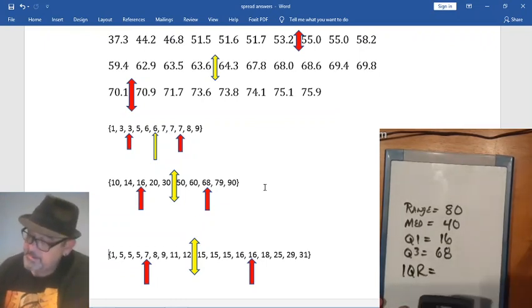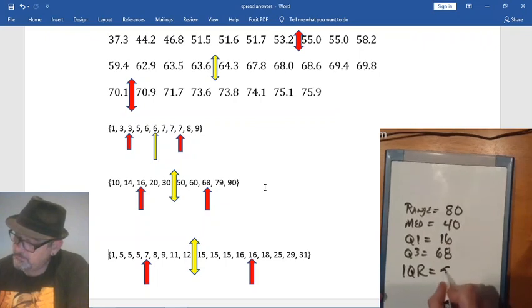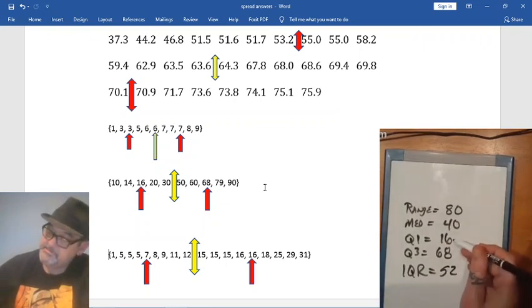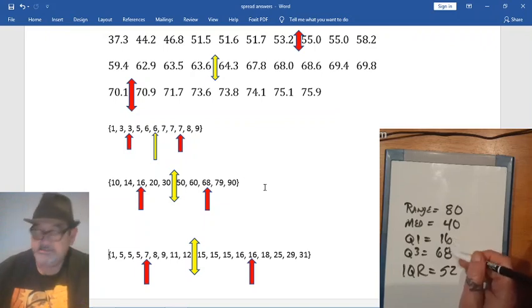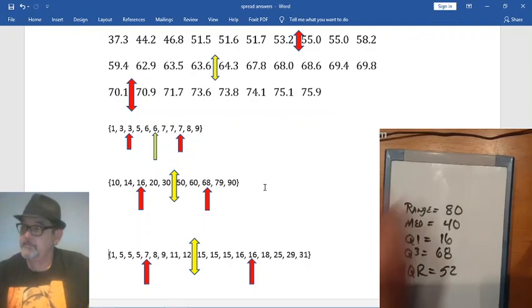Now, what is my interquartile range for those? Well, it's 68 minus 16. 52. Because remember, I want to know the distance between here and here. Basically, how many steps are there between 16 and 68? Well, there's 52. That's your interquartile range.